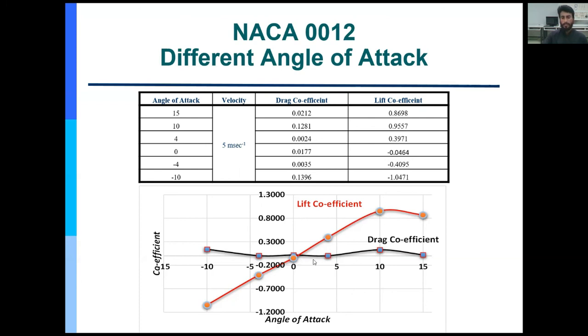And this is the drag coefficient for the NACA 0012 airfoil. At 10 degrees angle of attack, the drag coefficient is high.